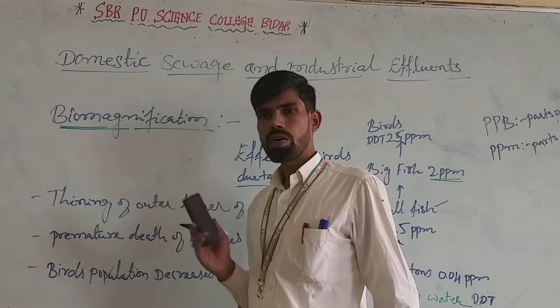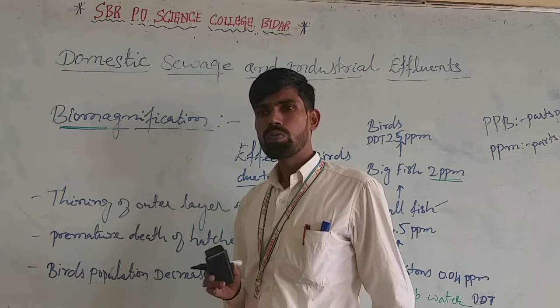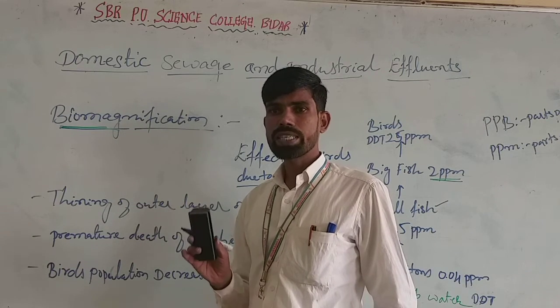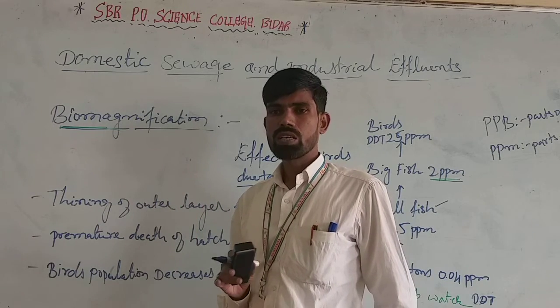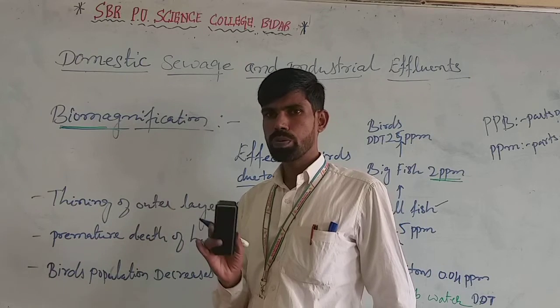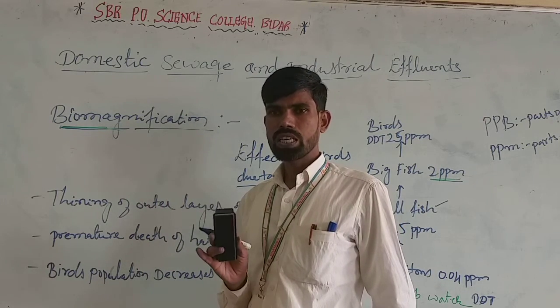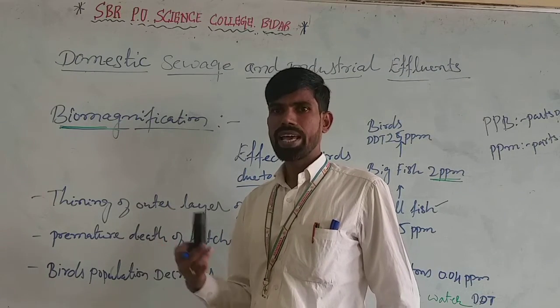When the bird population decreases, imbalance takes place in the food chain. Whenever species disturbance takes place, it affects the ecosystem. So every organism has to be present, because they are each doing their own role in the ecosystem.